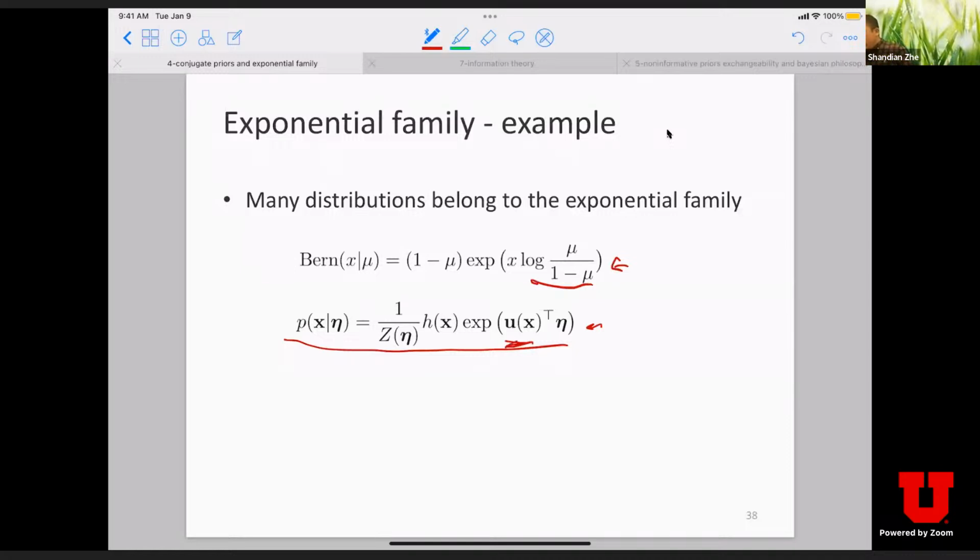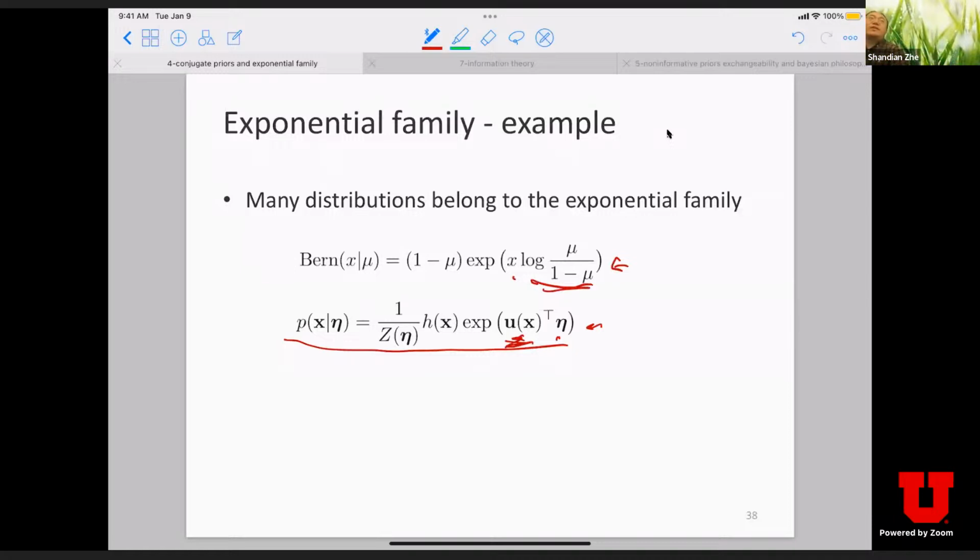And remember here, in the general case, u(x) is a vector, eta is a vector. In this Bernoulli distribution, of course, u(x) and eta both become scalars, so they become numbers. So that's why you can see x is u(x), and this guy is eta, and their dot product is just both terms together.